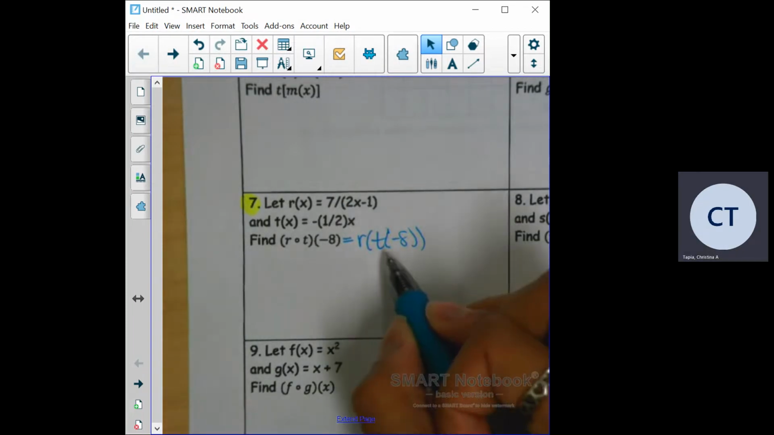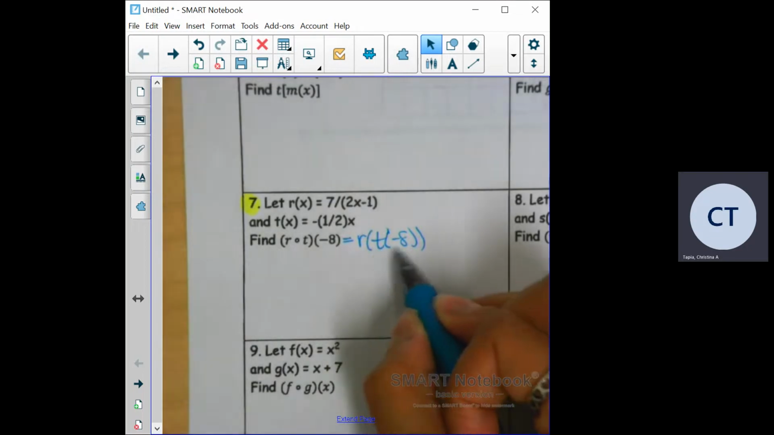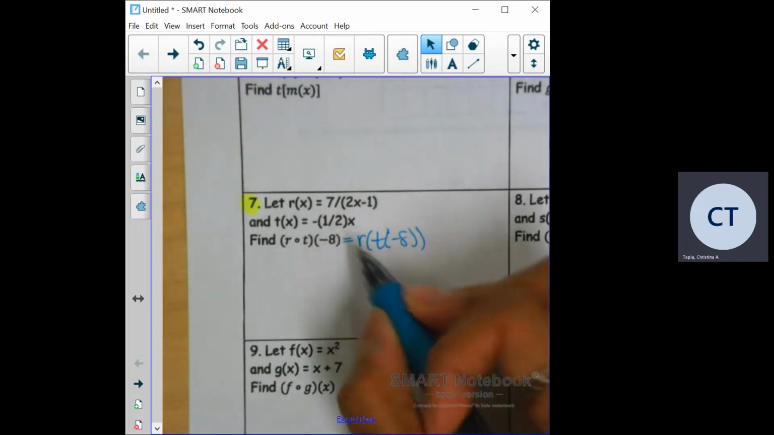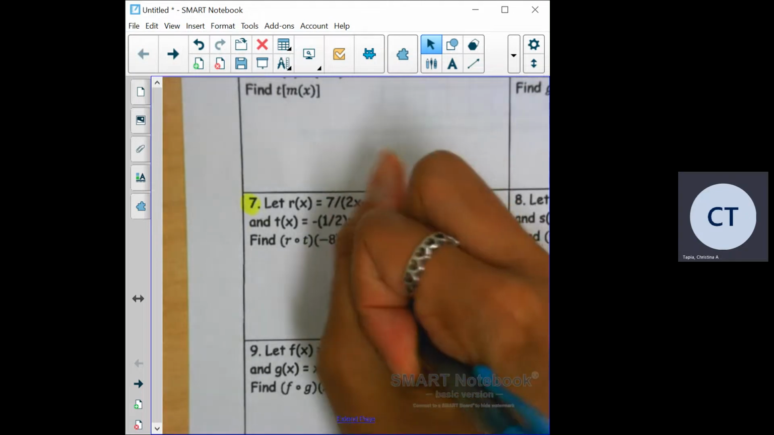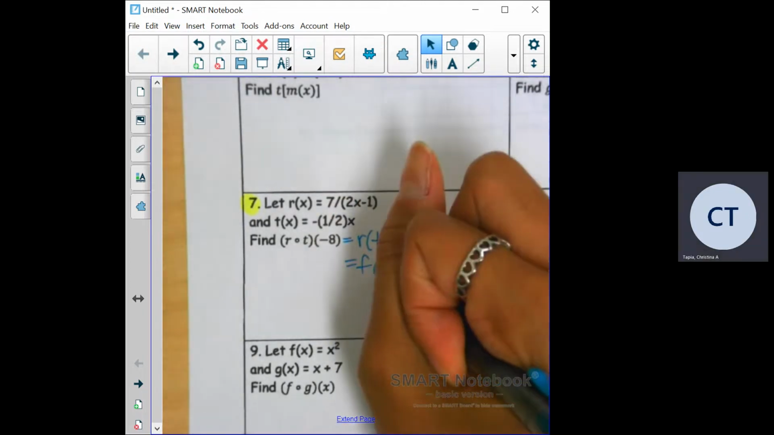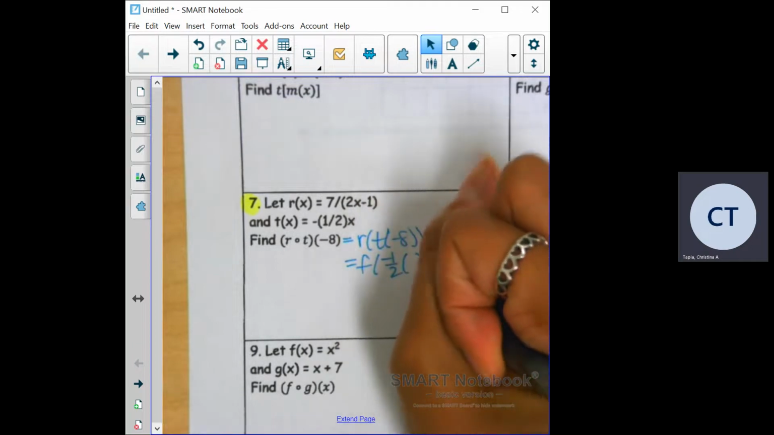What you're going to do first is group the t function in the parentheses first. This t function is -1/2 x. There's a couple ways you can rewrite this. We can literally just put -1/2 and then put x next to it.